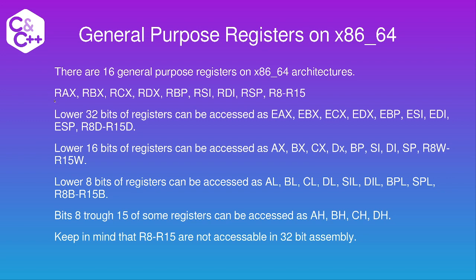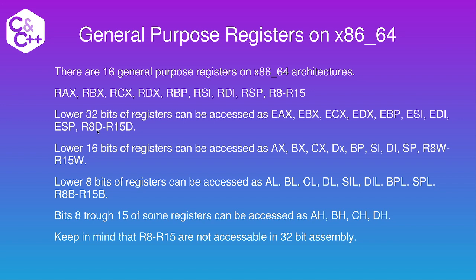And the lower 32 bits of these registers can be accessed as EAX, EBX, ECX, EDX, EBP, ESI, EDI, ESP, R8D to R15D. So we basically replace R with E, and it will become a 32-bit register. It acts as a 32-bit register, and you basically suffix the R registers with D.